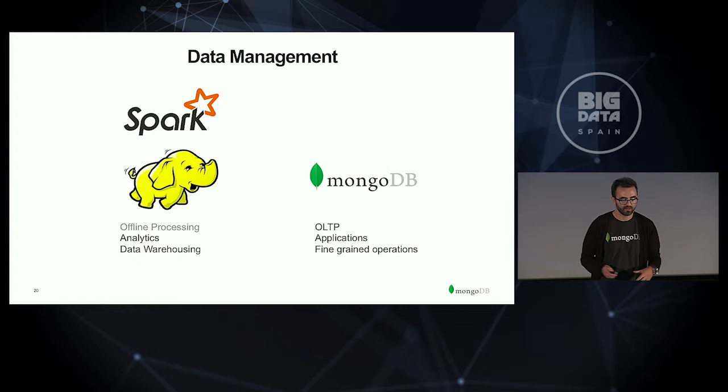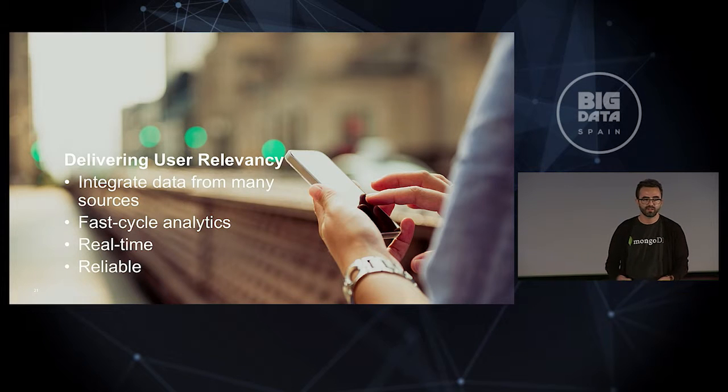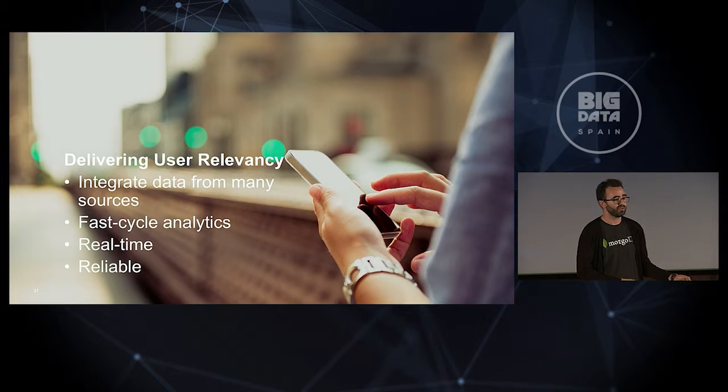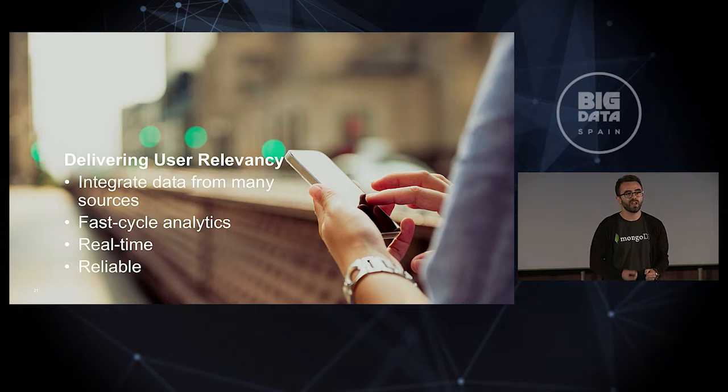And there are things like delivering user relevance. If you have a lot of users connected to your mobile application and you want to do recommendations or segmentation of that, probably you should have something like Spark or even Hadoop to do that. But if you want to keep track of everything, every message they exchange or every click they do, probably something like MongoDB is going to be much more suited.